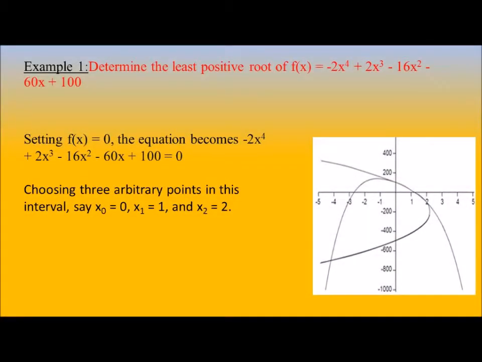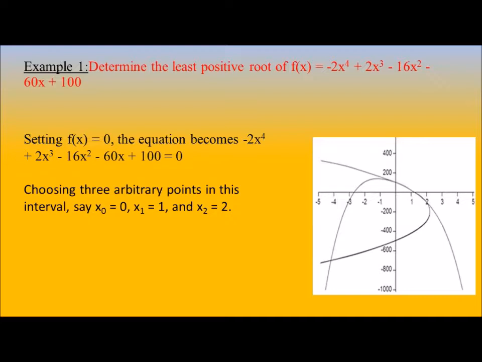Example 1. Determine the least positive root of f(x) = -2x^4 + 2x^3 - 16x^2 - 60x + 100. So first of all we set this function to 0, so f(x) = 0. The equation becomes -2x^4 + 2x^3 - 16x^2 - 60x + 100 = 0.